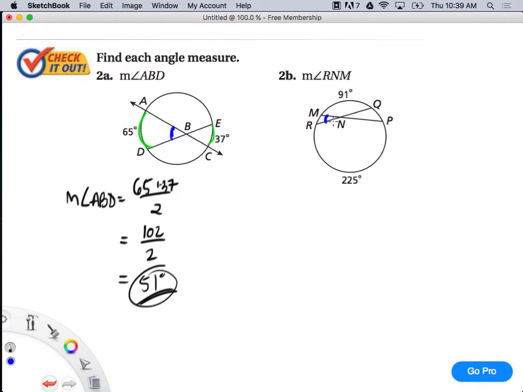That's this one. But now look at this. Wait a second. I don't have these two arcs. I have these two arcs. Which two? I have these two arcs. So I can solve for this angle here.